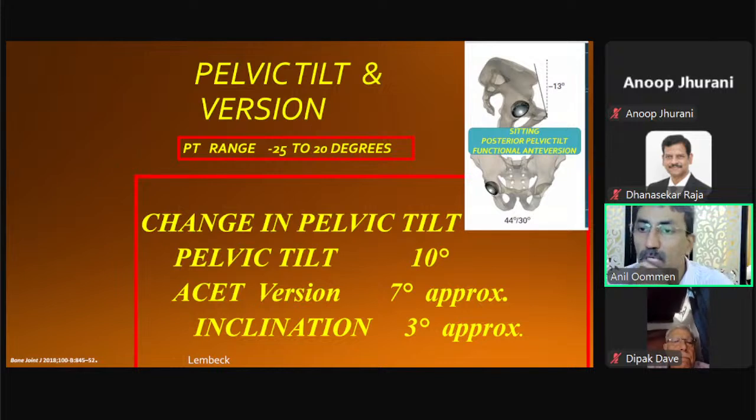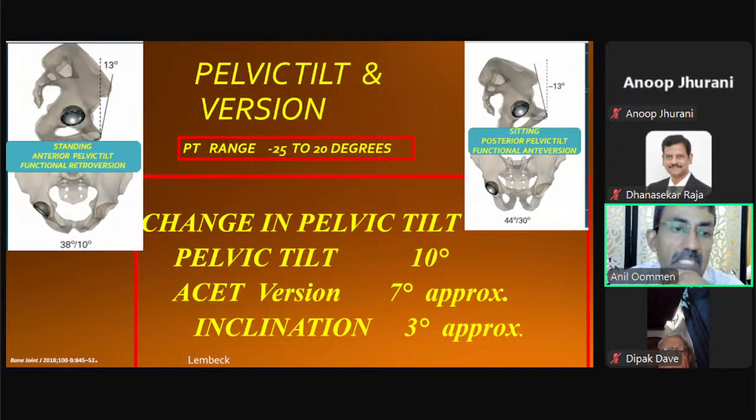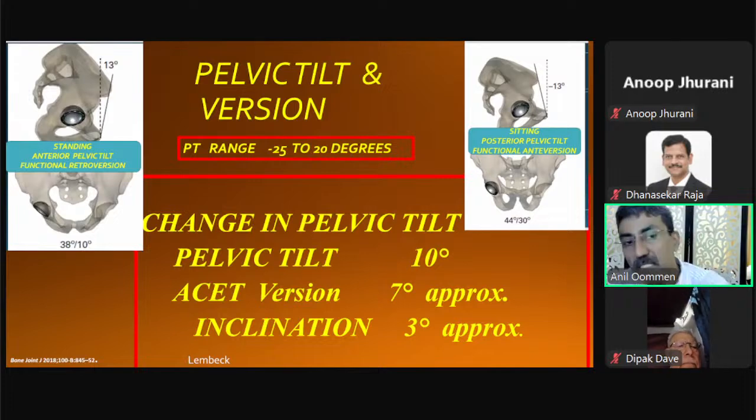So simply to put, when a patient is in the standing position, there is an anterior pelvic tilt, and that is referred to, from the cup point of view, as what we call a functional retroversion. And in the sitting position, there is a posterior pelvic tilt, and what happens to the acetabulum is what we call a functional anteversion. So in the sitting position, what we have to remember is there could be an increase in anteversion.